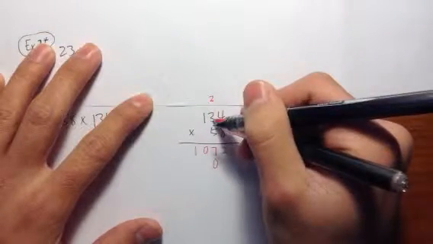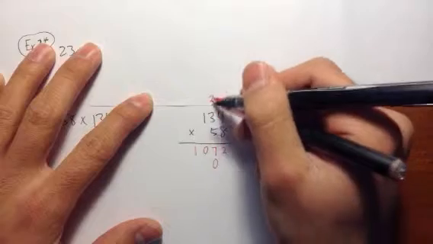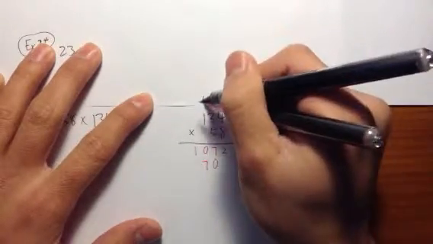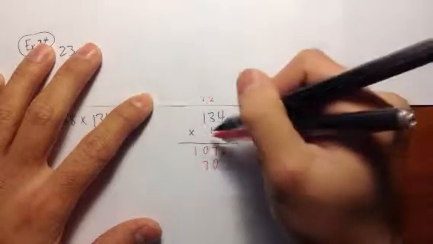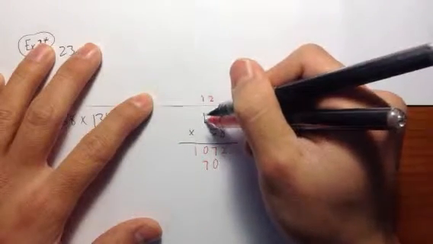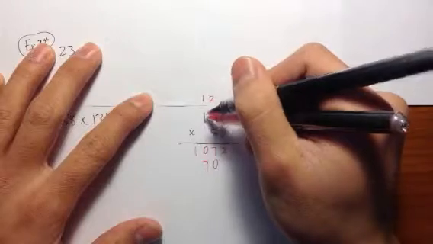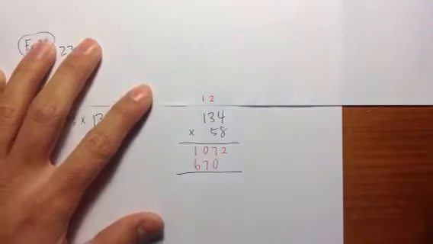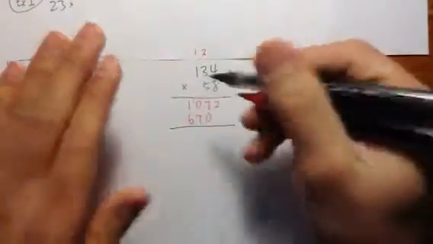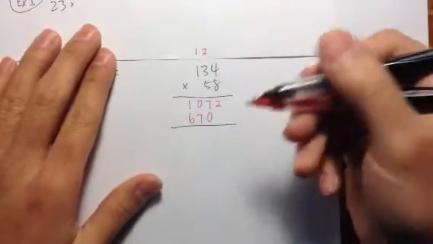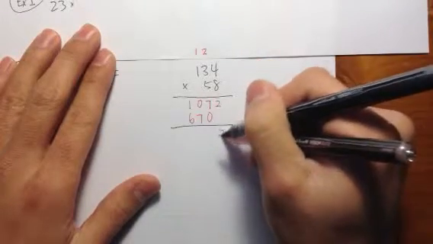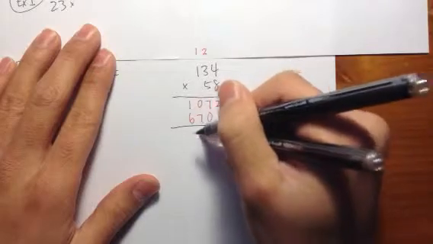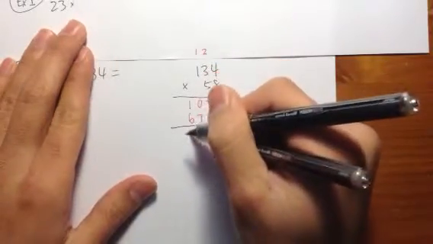5 times 3, it's 15. 15 plus 2 is 17. So write down the 7, and then carry over the 1. Last, 5 times 1, it's 5. And then 5 plus 1 is 6. So after you do the multiplications here, you add. So 2 is still the 2. 7 plus 0 is just 7. 0 plus 7 is 7. 1 plus 6, it's 7.